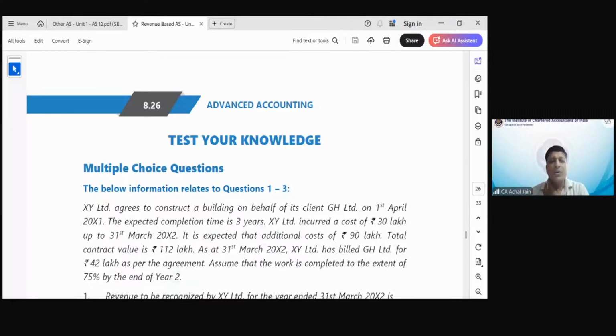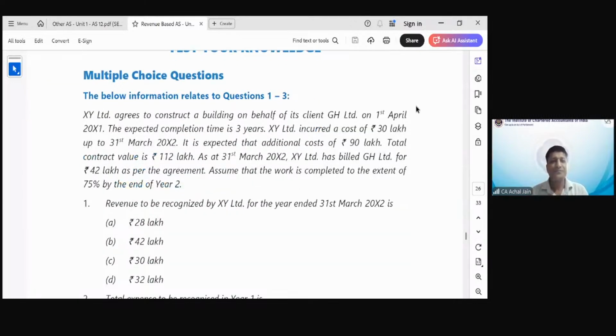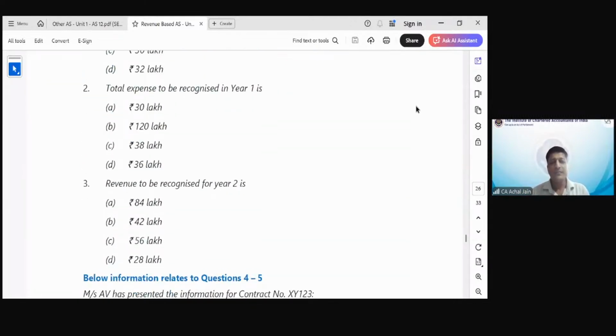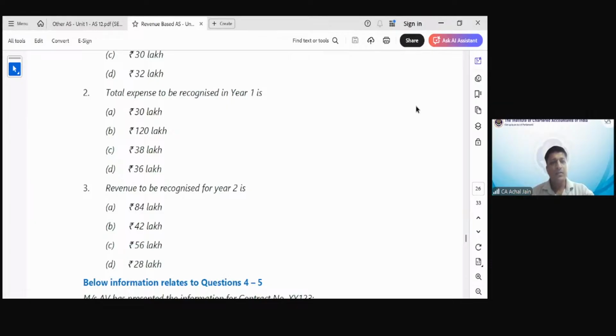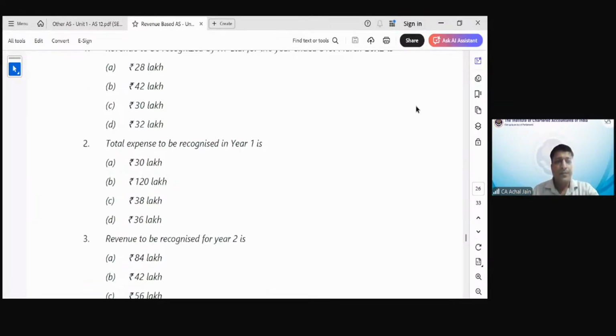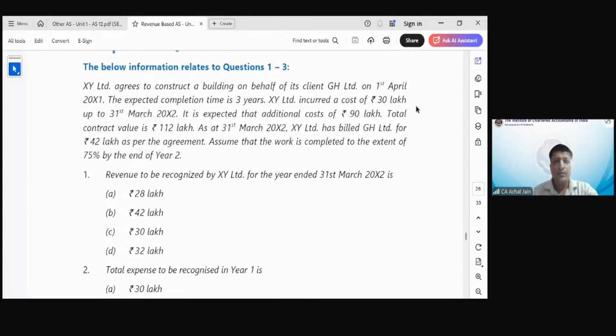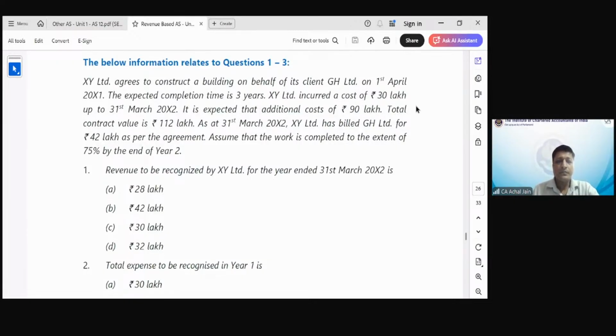Okay, could you explain your query? I have a query in second part. How did it come to 38 lakhs? Because the cost incurred is 30 lakhs in the 31st March. So let me just read this quickly for you.